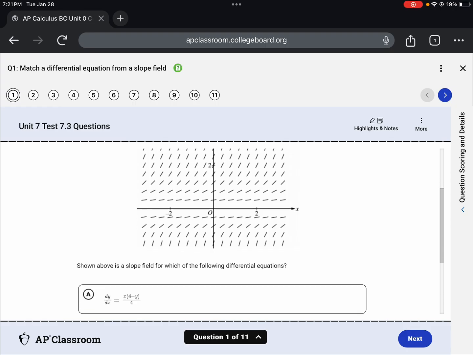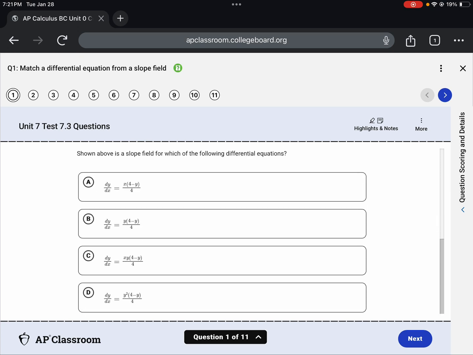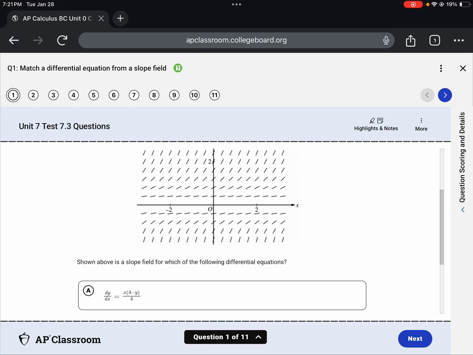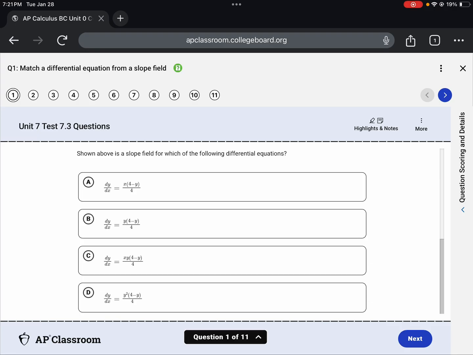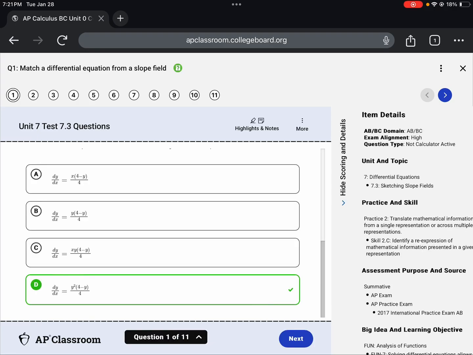So if I plug in any negative number, let's say I plug in -1. If I'm looking at B and I plug in -1 for y, I get -1 times 4 minus, so that's going to be -1 times +5, which gives me a negative slope value. But the slope should be positive for values that are below the x-axis. So it's not going to be D. Or sorry, not going to be B. It's going to have to be D. So, yeah. There you go.